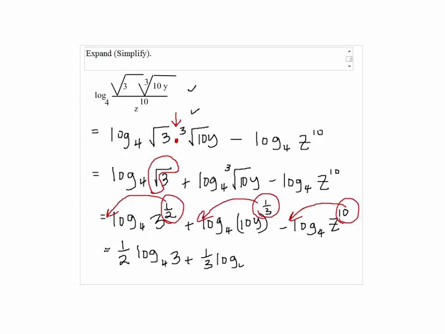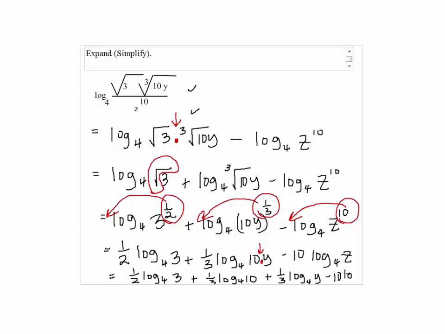Now we're going to rewrite the radical in terms of exponents. So we have log base 4 of 3 to the 1/2 plus log base 4 of 10y to the 1/3 minus log base 4 of z to the 10th power. Finally, we're going to bring down the exponents in front of each log. So we have 1/2 log base 4 of 3 plus 1/3 log base 4 of 10y minus 10 log base 4 of z.